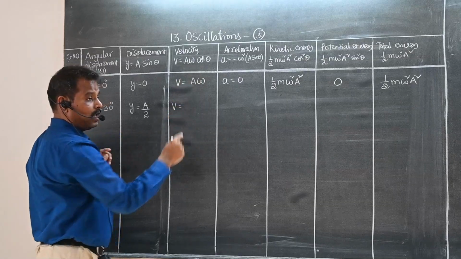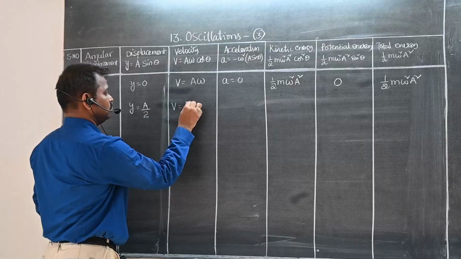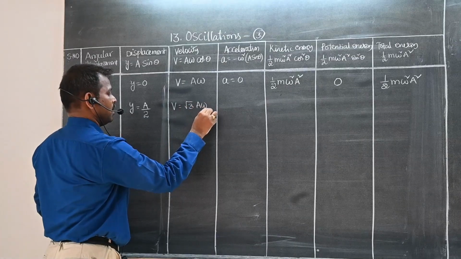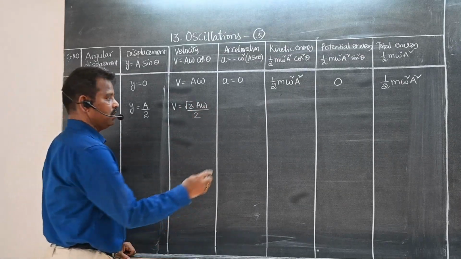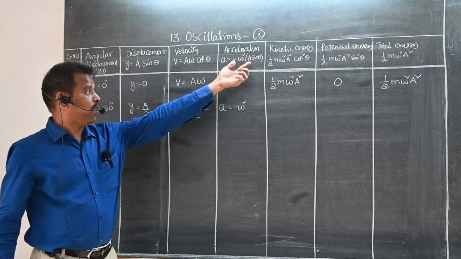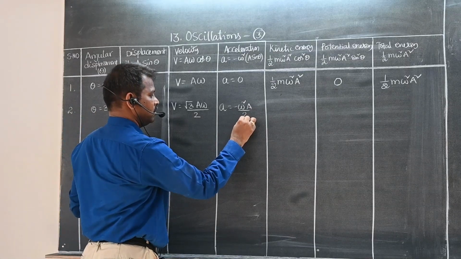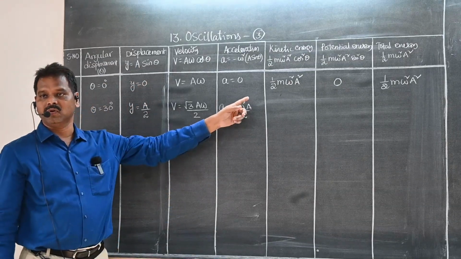A omega cos 30 is root 3 by 2, so root 3 A omega by 2 is the velocity. Acceleration is minus omega square y. Here y is equal to A by 2, so this is minus omega square A by 2.